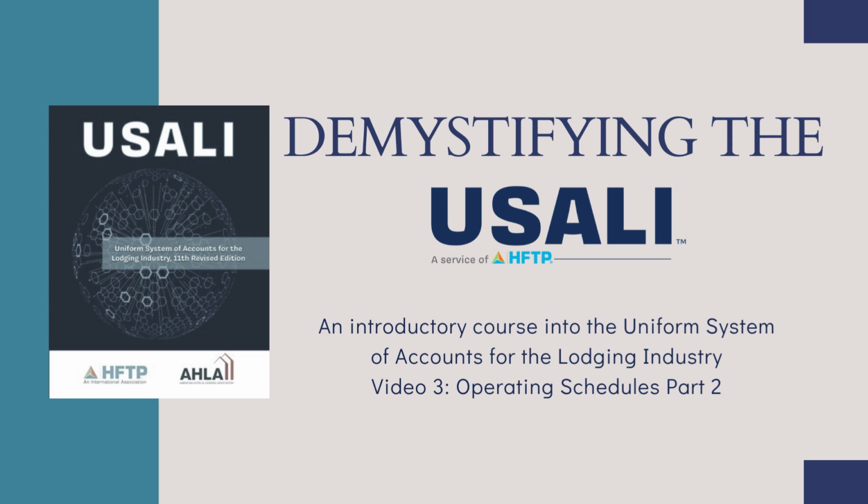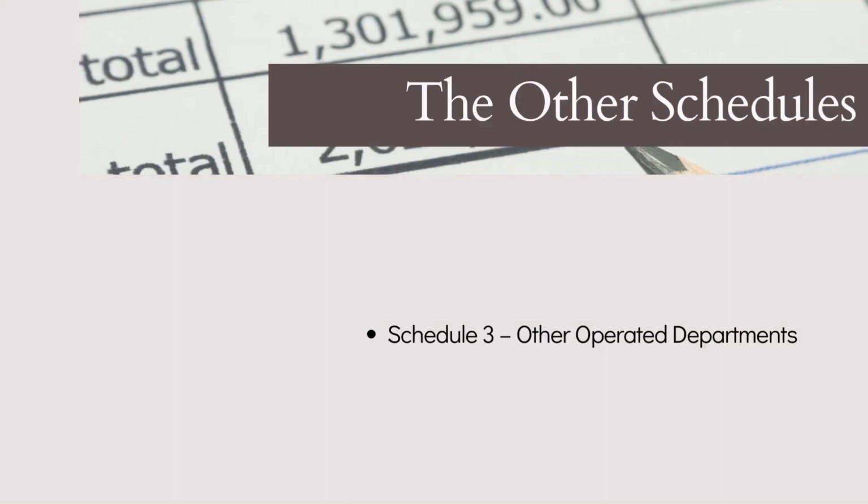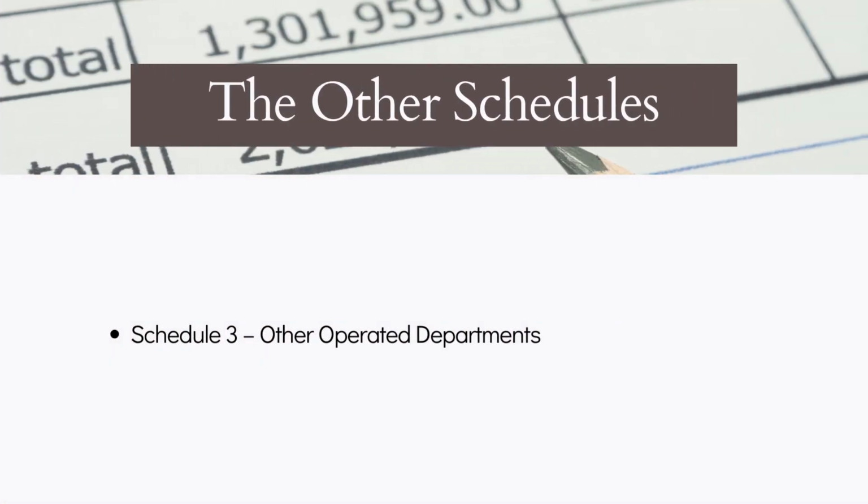But hold on tight because, in this third installment, we're about to unveil the remaining 12 schedules that shed light on various aspects of financial operations within the industry. We'll start with Schedule 3, focusing on other operated departments. Then, in Schedule 4, we'll tackle miscellaneous income, accounting for those odds and ends.